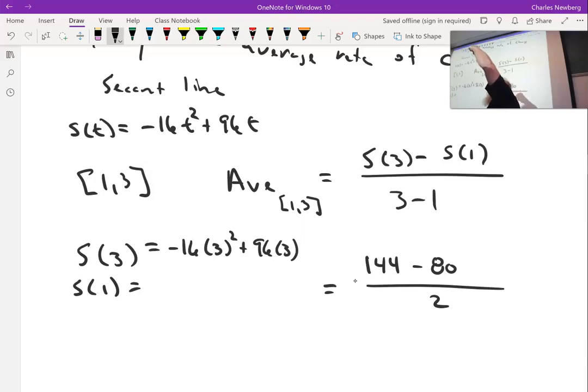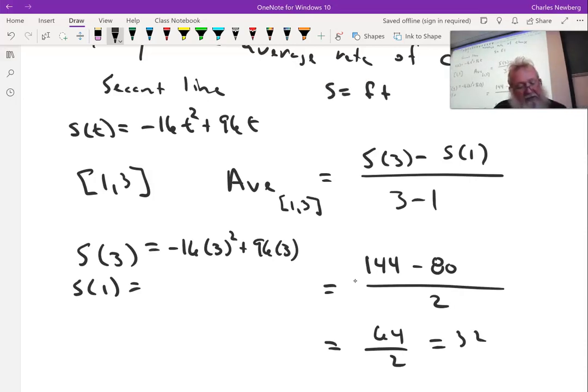So maybe it hasn't started coming back yet, or maybe it has. Hard to tell. All right. 144 minus 80, I can do that one in my head. That is 64 over 2, so that would be 32. And then let's talk about the units. I didn't tell you the units here. S was in feet and T was in seconds. So what would the units here be? 32 feet per second. So the average change over that time interval was 32 feet per second.